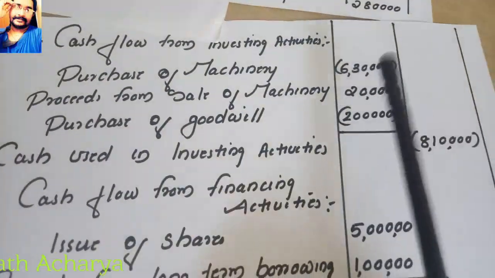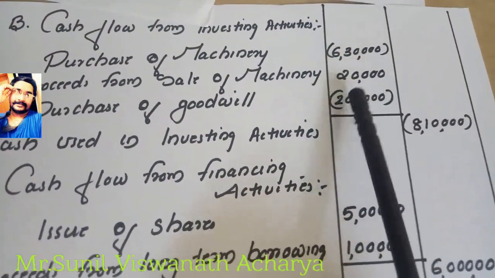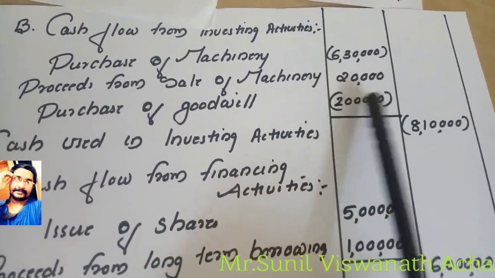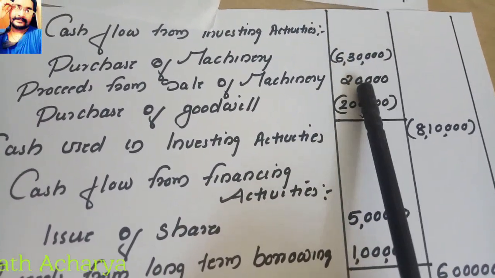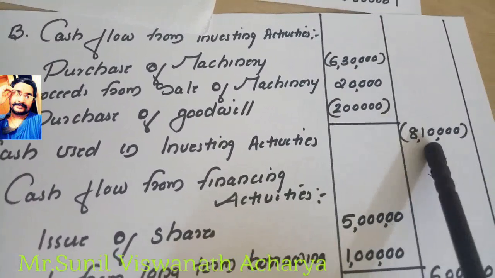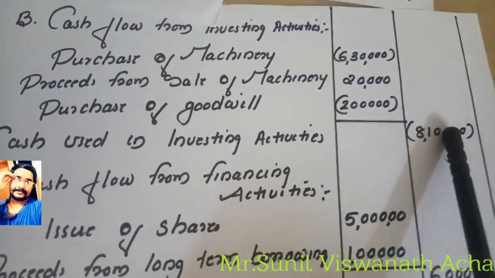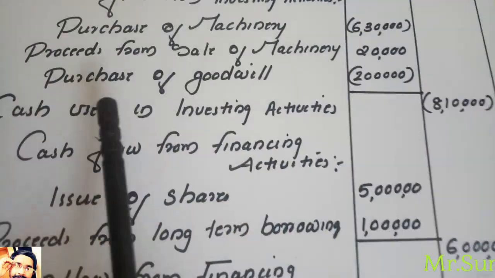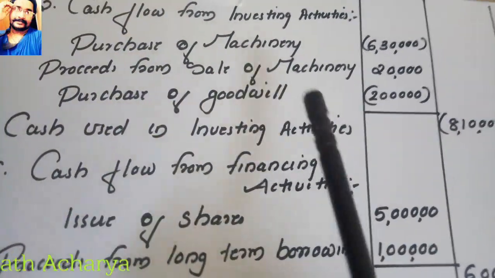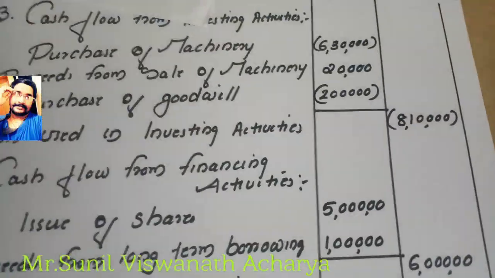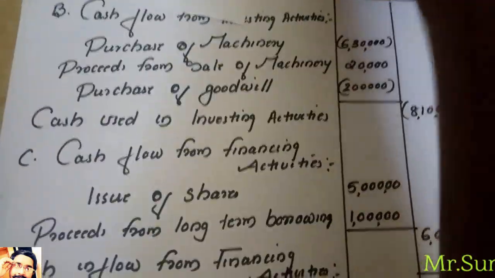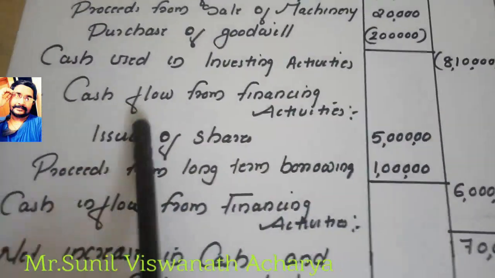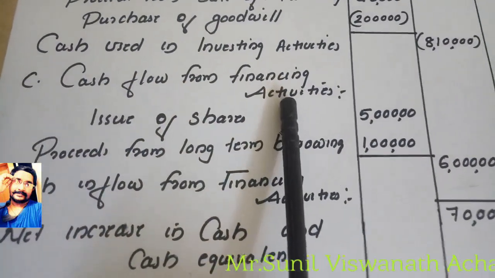Okay, so when you add all this, 6 lakh 30,000 negative, 2 lakhs negative, 6 plus 2, 8 lakh 30,000, minus 20,000, we will get 8 lakh 10,000 outflow. So whenever a negative comes, we know it is cash used in investing activities. So cash used in investing activities, how much is coming? 8 lakh 10,000.